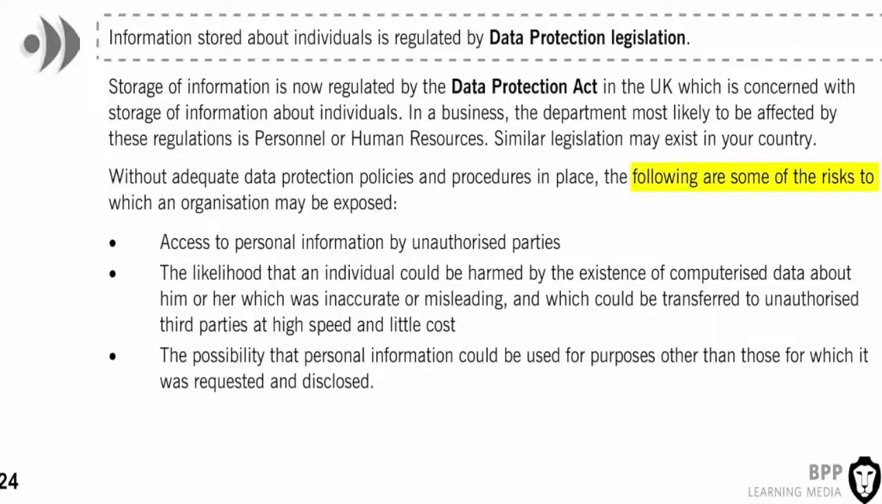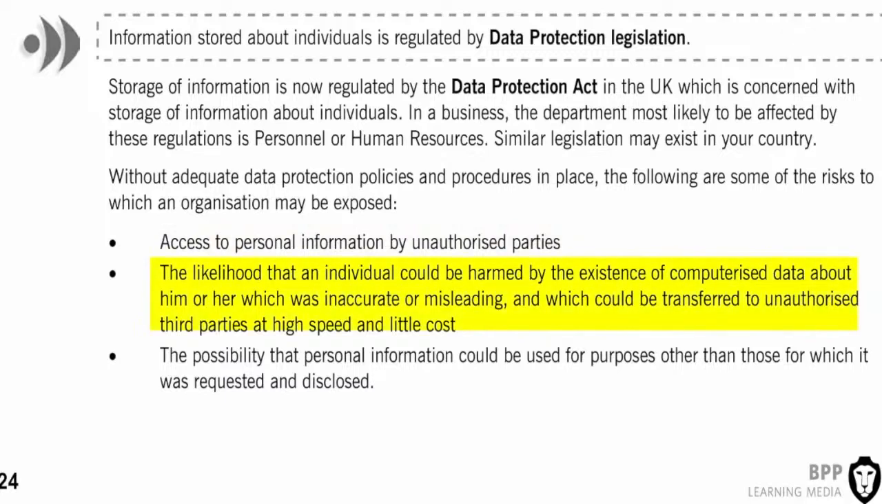Risks from lack of data protection. Without robust data protection policies, organizations are exposed to various risks. Unauthorized access to personal information. If data is not adequately secured, there's a risk that unauthorized parties, like hackers or even internal employees, could access confidential information. For example, if an employee's health records were accessed without permission, this could breach their privacy and potentially lead to discrimination or harm.